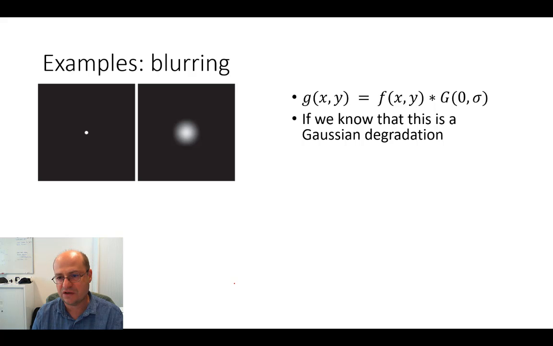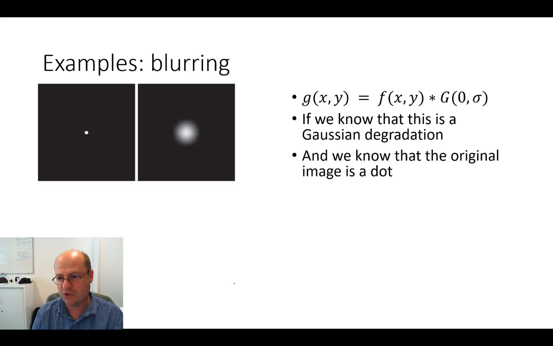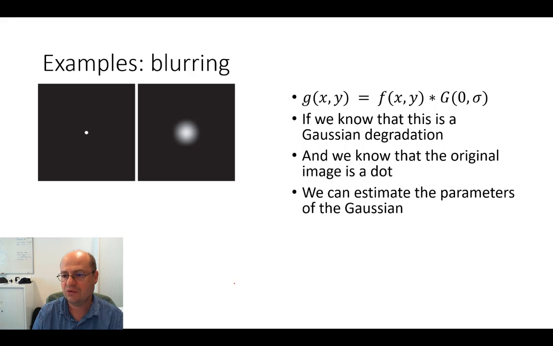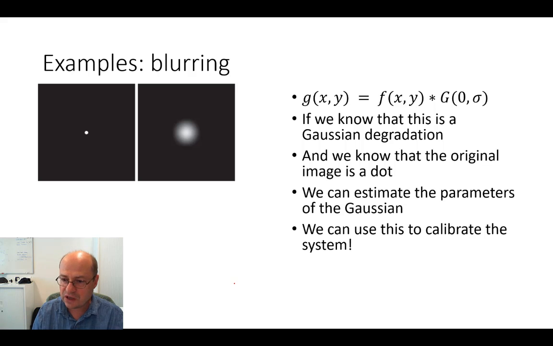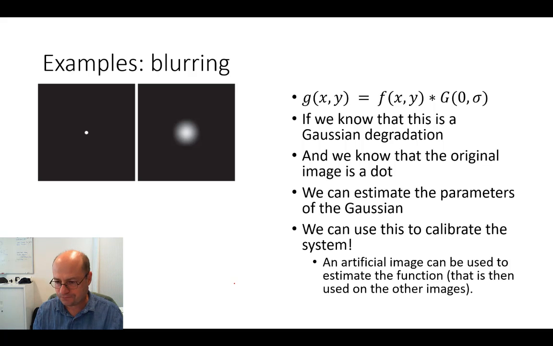That's easy peasy. Once you have that, you do this whole process that is explained here, right? So if you know that this is a Gaussian degradation, and we know that the original image is a dot, we can estimate the parameters of the Gaussian, and we can use this to calibrate the system and reconstruct your images. So imagine if you get an image of a faraway galaxy that's all blurred out. What can you do to reconstruct it? This, right? This.